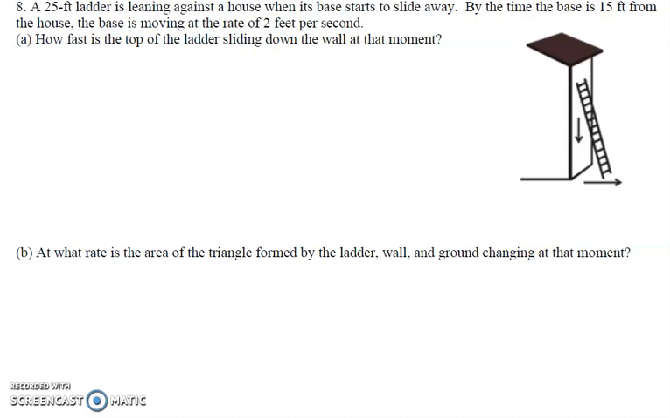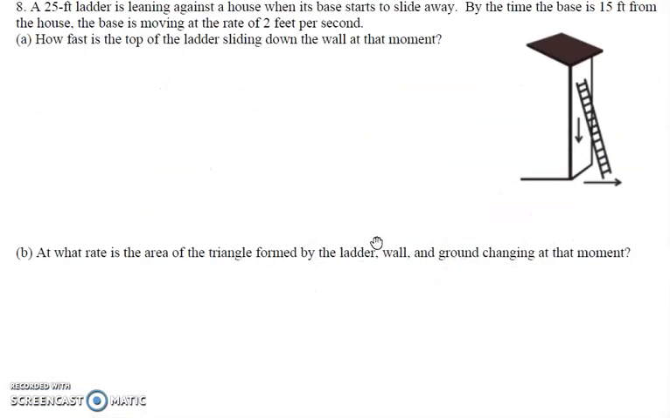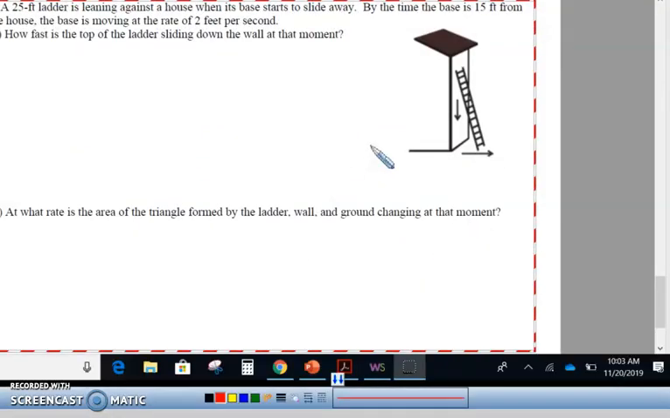Okay, so now for part B, it's asking at what rate is the area of the triangle formed by the ladder, wall, and ground changing at that amount. So what you are going to use is the information that you got for 8A. And one thing that you do need is that answer of dy over dt. So dy over dt, this is the answer from part A, is negative 1.5 feet per second.